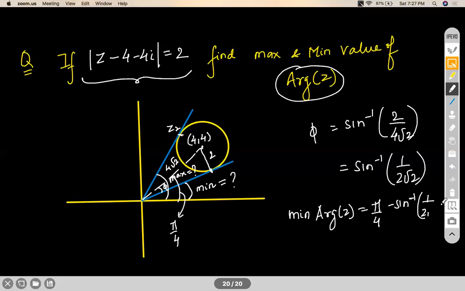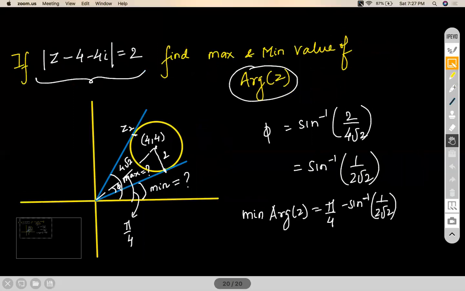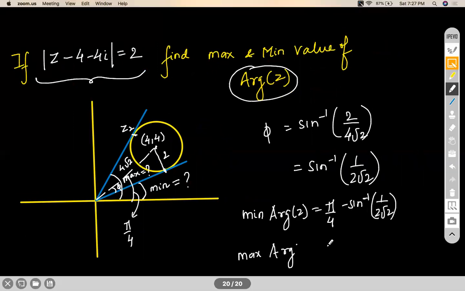So can I say the minimum argument would be pi by 4 minus sine inverse of 1 by 2 root 2? Of course, these ugly figures will not be asked in the competitive exams. They'll probably give you a good number so that you end up getting a decent answer over here, right? And what will be the maximum value? The same thing with a plus now. That's it. So you don't need rocket science to solve this.